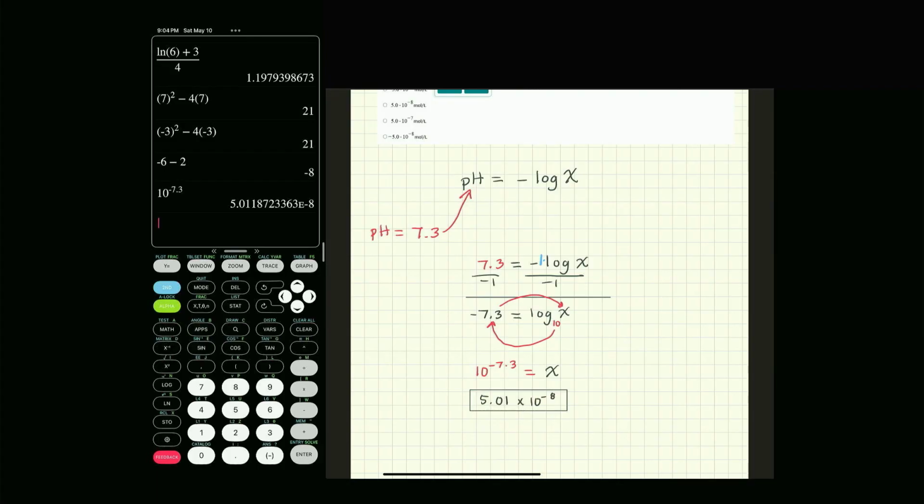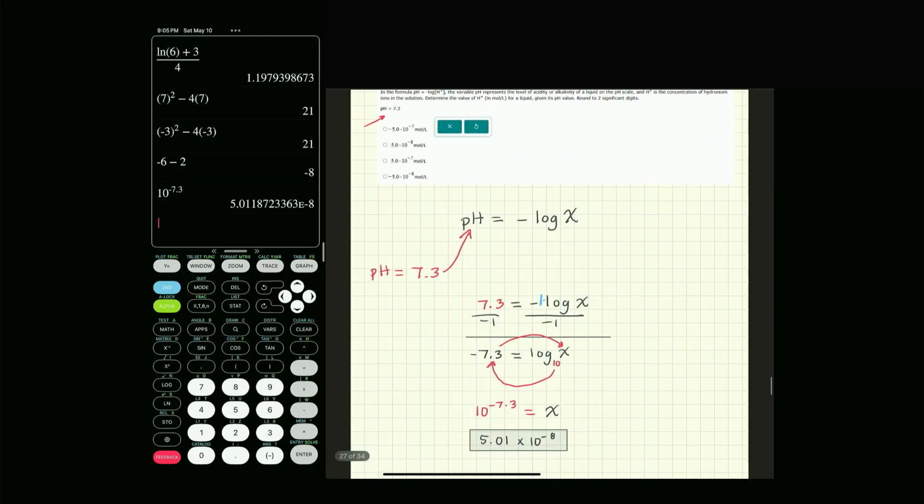Just one quick hint for these pH problems. You're always going to end up here, meaning you're always going to end up with 10 raised to the negative of whatever pH they give you. Then you go to your calculator and type it in. In this case, it gave us 5.01 times 10 to the negative 8, which is answer choice B.